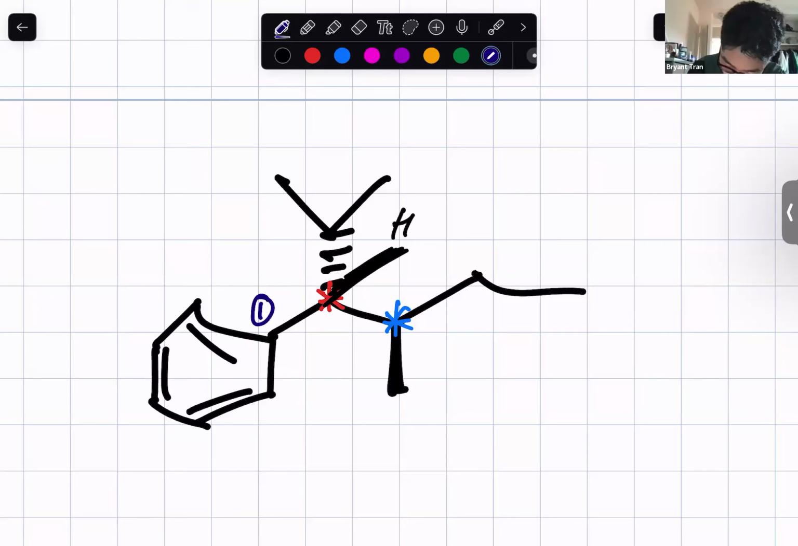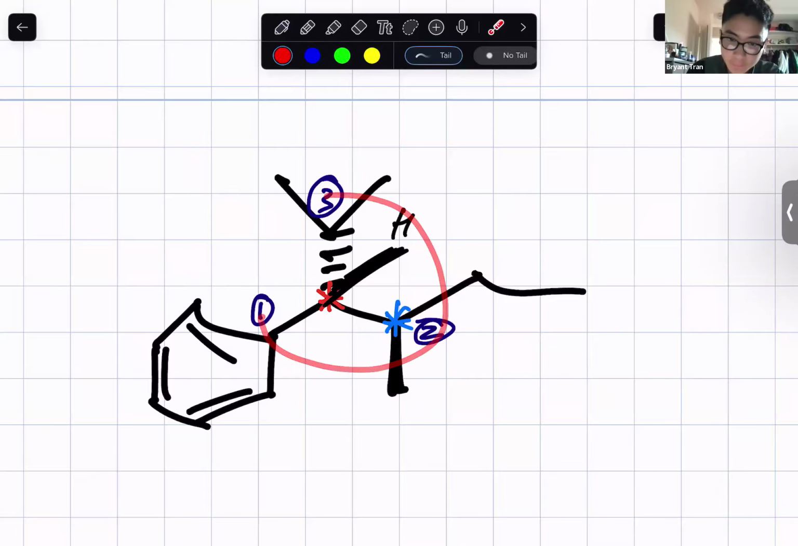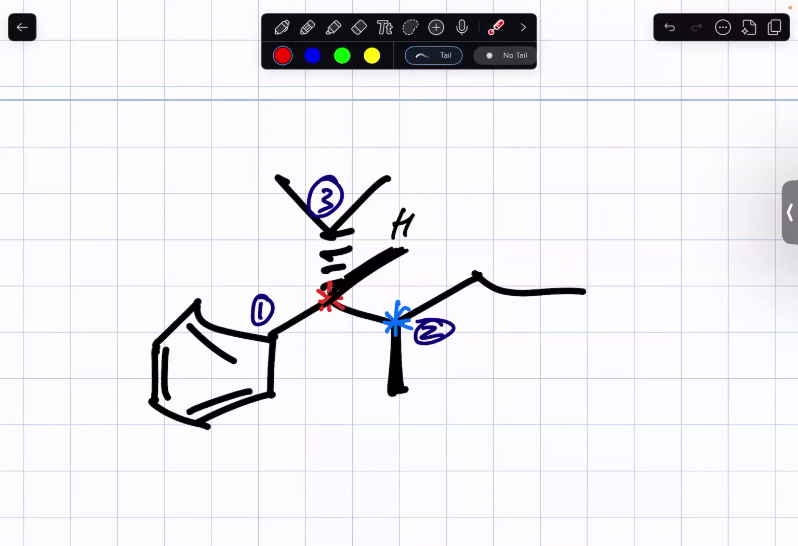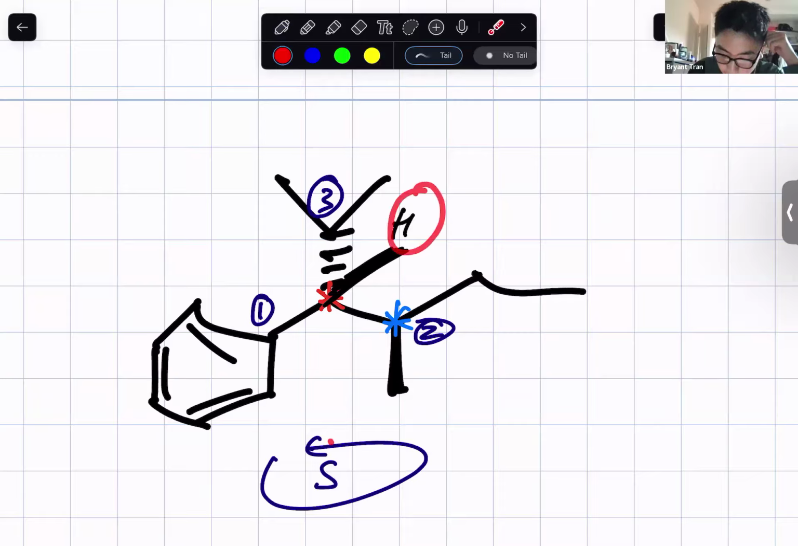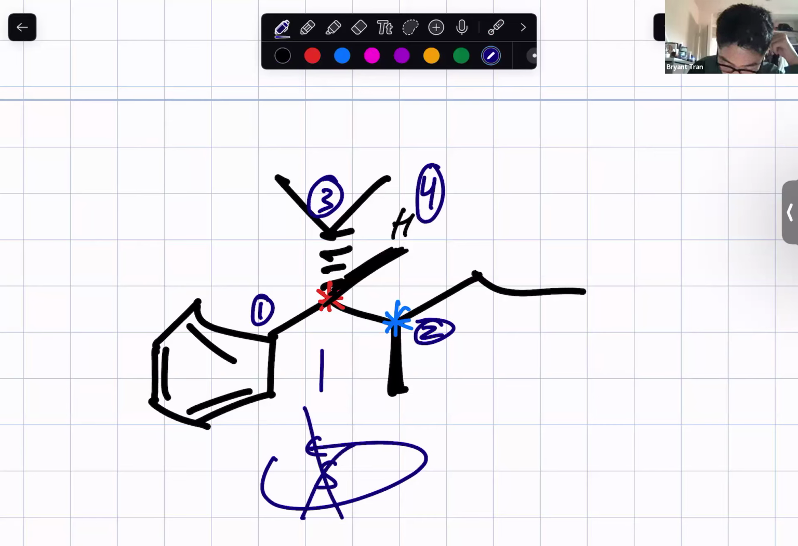This is number one, this is number two, this is number three, right? Were these the same priority groups that you chose right here? That's an S. Yep. So this right here is going counterclockwise, which looks like an S, but the lowest priority group here, hydrogen, is on the wedge, so it will not be an S. We flip it or invert it to an R because of this lowest priority group on the wedge.